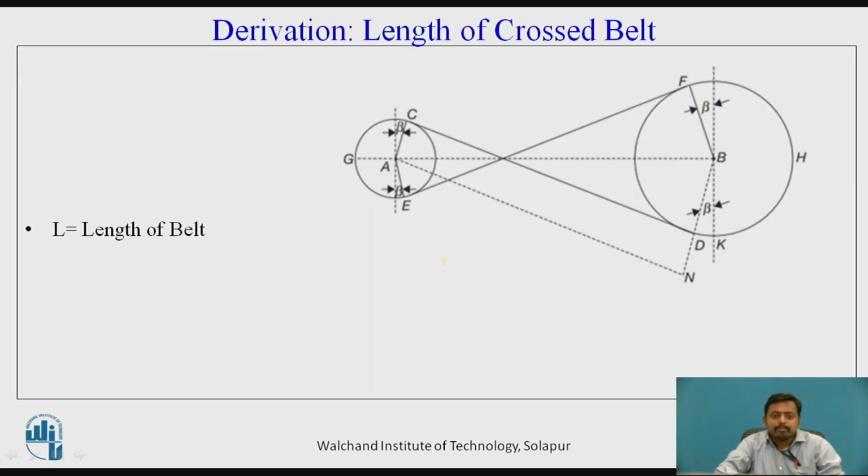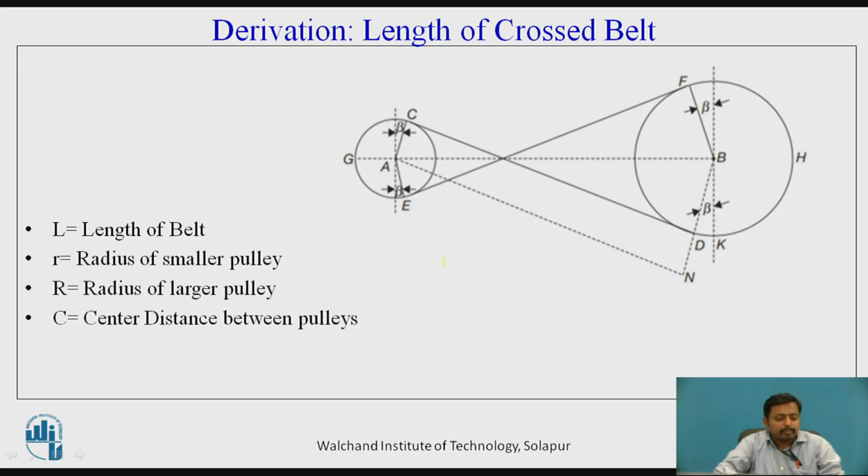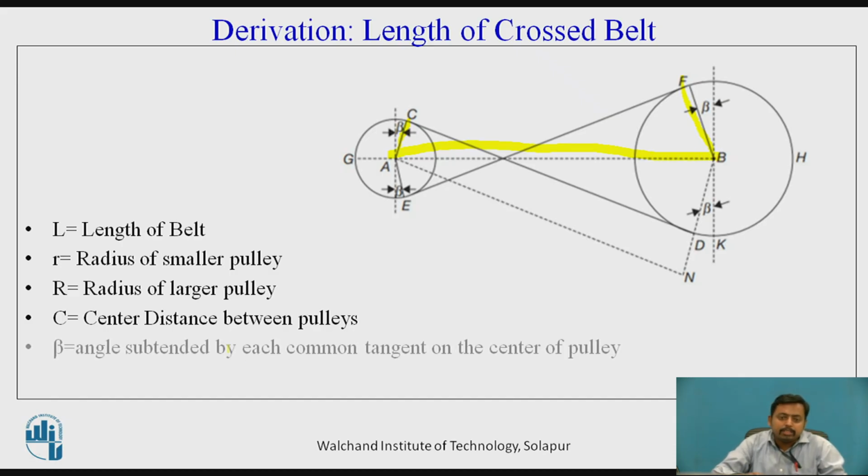Now let us see the derivation of length of belt in the crossed belt drive. So if we consider small r as the radius of smaller pulley, in this case AC is the radius of smaller pulley. Capital R, that is BF, is the radius of larger pulley, and AB is equal to C, the center distance between the pulleys. And again beta is the angle subtended by each common tangent.